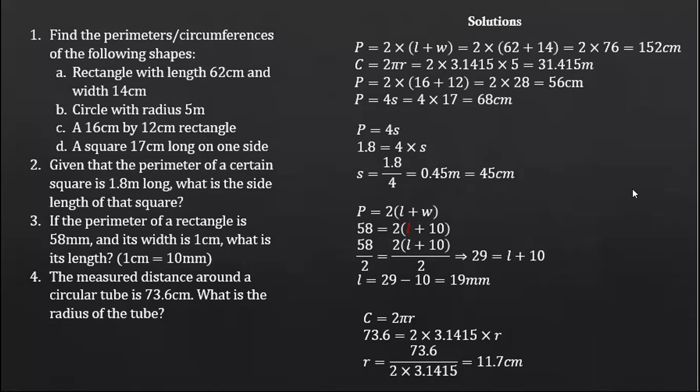Let's look at the solution for the first question. We want to find the perimeter or circumference of the following shapes. A rectangle with length 62 centimeters and width 14 centimeters. We know that the perimeter of a rectangle is equal to 2 multiplied by length plus width. So that will give us 2 multiplied by 62 plus 14, which is equal to 2 multiplied by 76, which is equal to 152 centimeters.